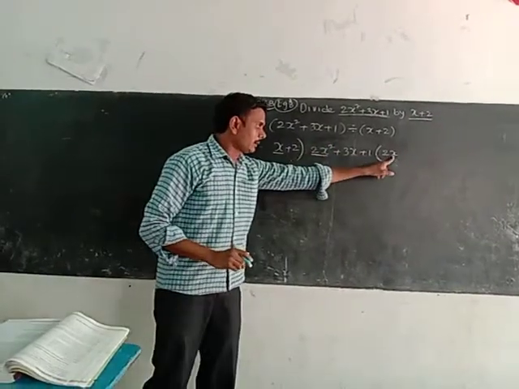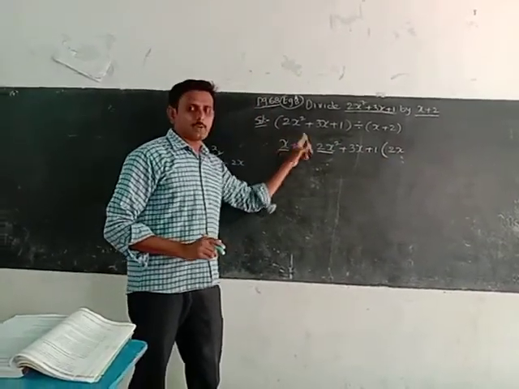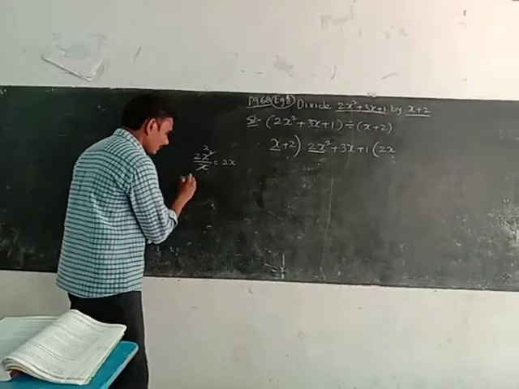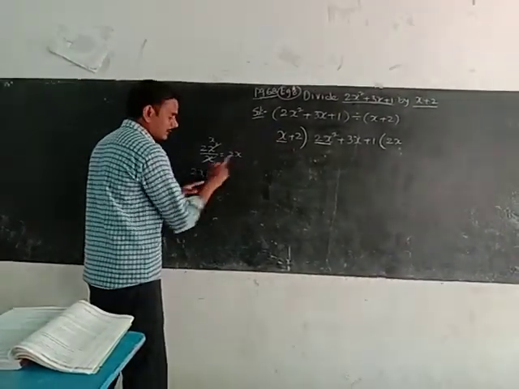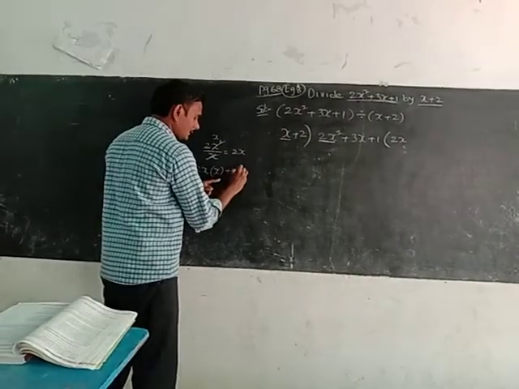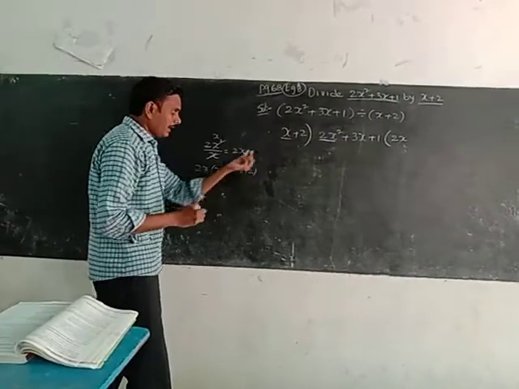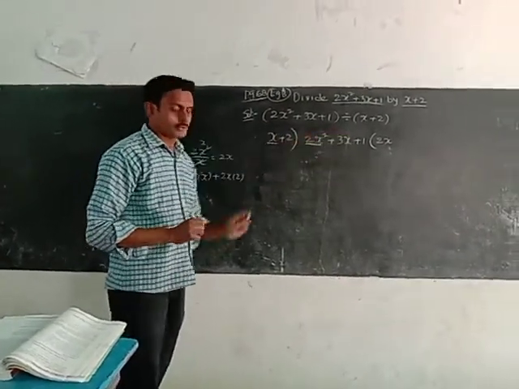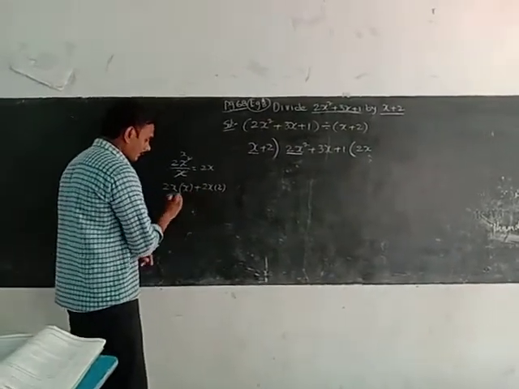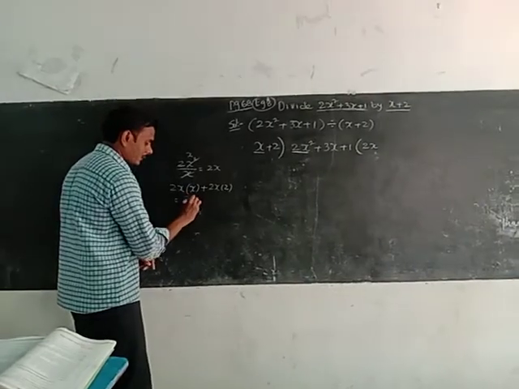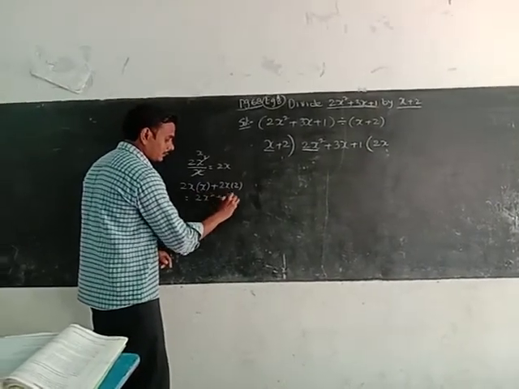Now you have to multiply this quotient with each divisor term. That means 2x into x plus 2x into 2. Each divisor term is multiplied with the quotient. What do we get? 2x into x is 2x square, and 2x into 2 is 4x.